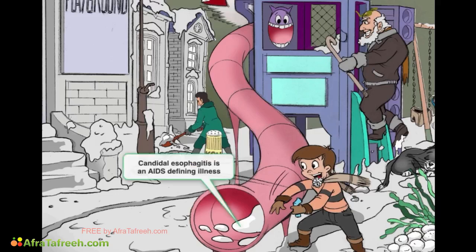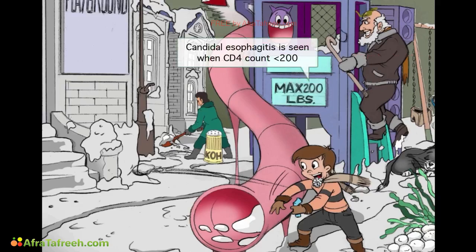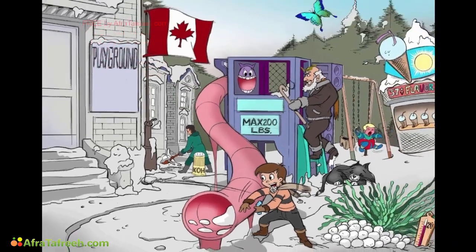Knowing that esophagitis is an AIDS-defining illness will be hugely important. As with most AIDS-defining illnesses, it also helps to know at what CD4 count you begin to be at risk for developing illness. For candidal esophagitis, you start developing it at a CD4 count of 200. So we'll add this sign on the esophagus slide that says max of 200 pounds.